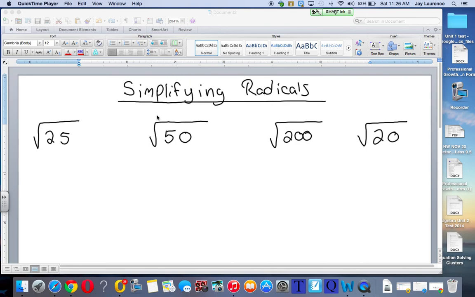All right, so we're going to be simplifying radicals. Now, first of all, let's get one thing straight. We're not talking square roots here. We're talking radicals. They look exactly the same. The only reason you know that they're different is because I'm saying the word radical. A radical means the positive square root. Okay, the radical is the positive square root.